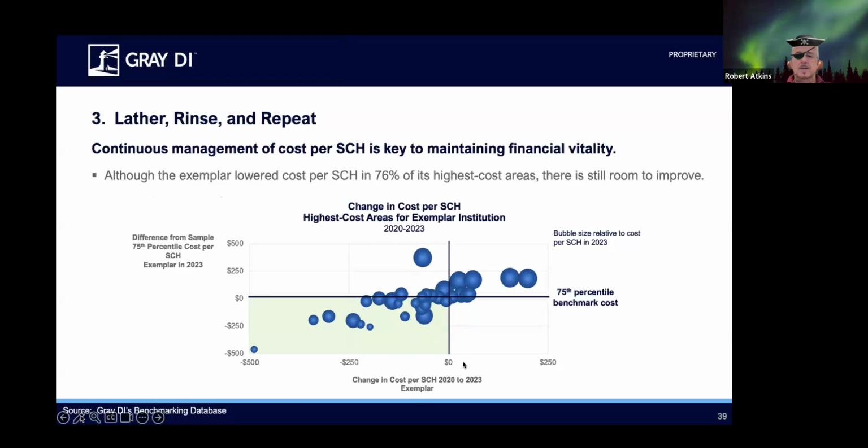And just so you can read it again, this is cost per student credit hour change. This is difference from the sample cost, up being higher, down being lower than the sample. And these circle sizes are proportional to the size of the program. So, again, good progress here, still plenty of room to improve.